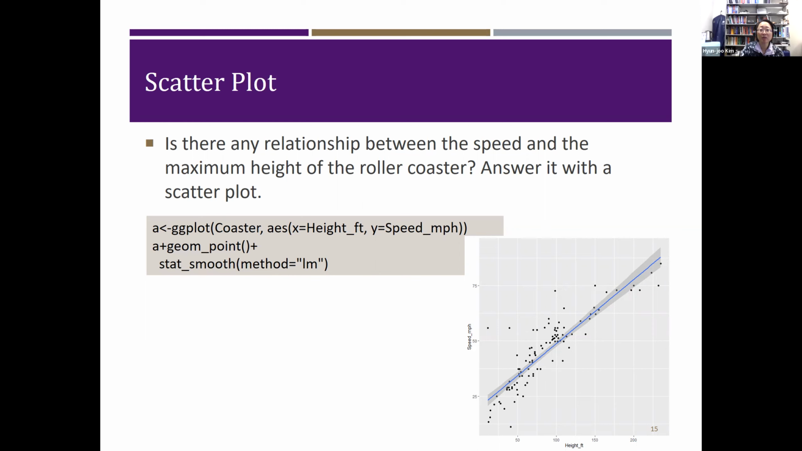On the scatter plot, we can see a potential positive relationship between the speed and the maximum height, which is not really surprising.